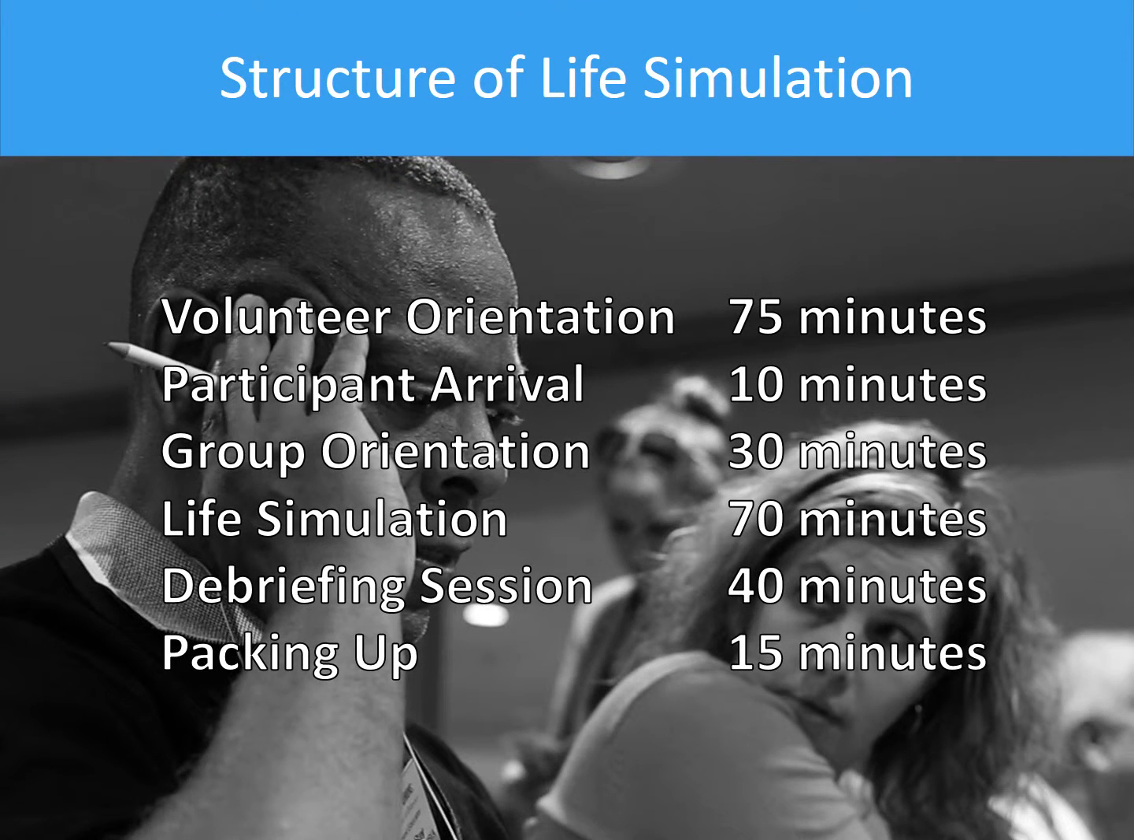The Life Simulation is a 4-hour program which includes the volunteer orientation and the life simulation itself. You should allow 75 minutes before starting a life simulation to train your volunteers. It then takes about 10 minutes for the participants to pick up their new identities and find their household unit. The group orientation takes around 30 minutes and the actual life simulation takes 70 minutes.